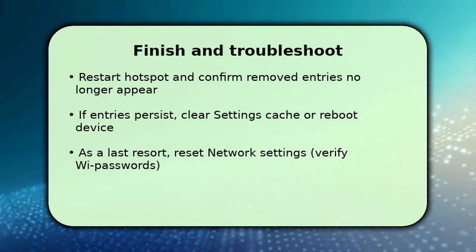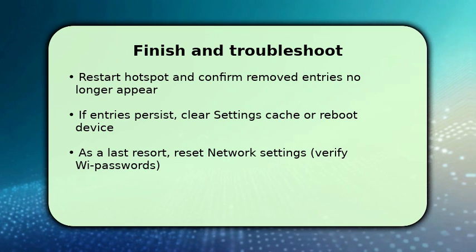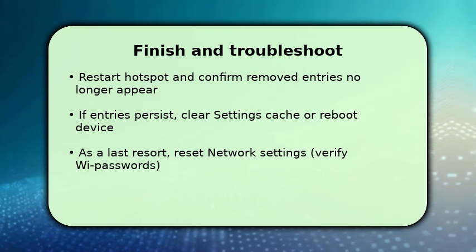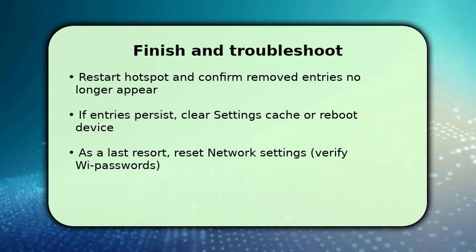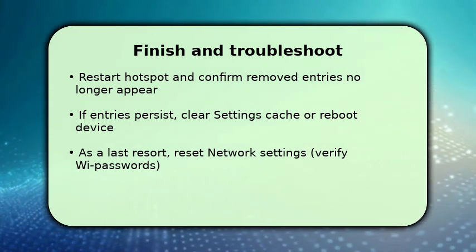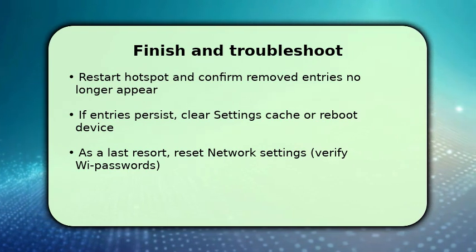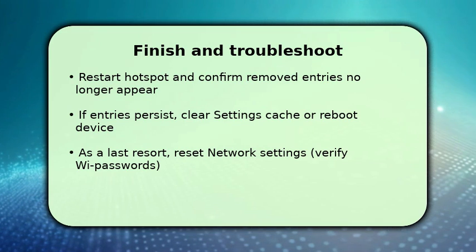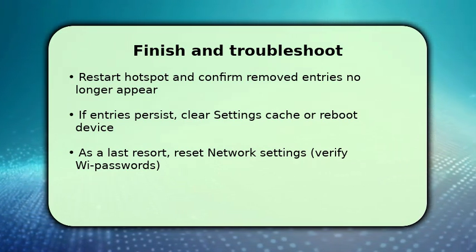Entries you removed should no longer appear. If some persist, clear the Settings app cache or reboot the phone so the interface refreshes. This often resolves display glitches. If that still fails, reset network settings. This clears saved Wi-Fi and hotspot configurations, so make sure you know passwords.